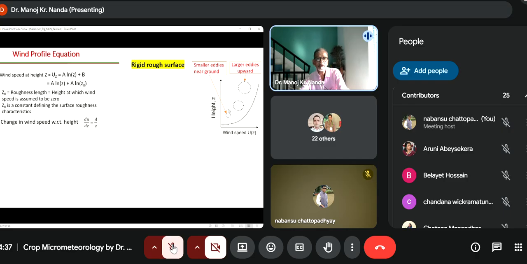And this is the situation of wind profile. At the surface, there are smaller eddies near the ground. As you go upward, higher, larger eddies are there. Then at Z equal to Z0, there is no eddy. So the layer is laminar. So below Z0, the layer is laminar.